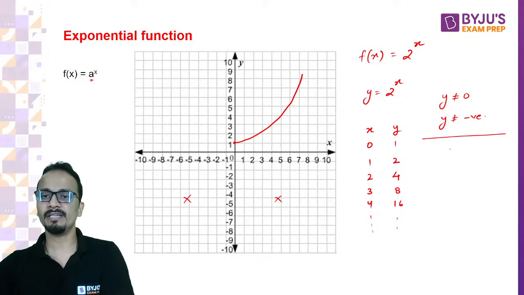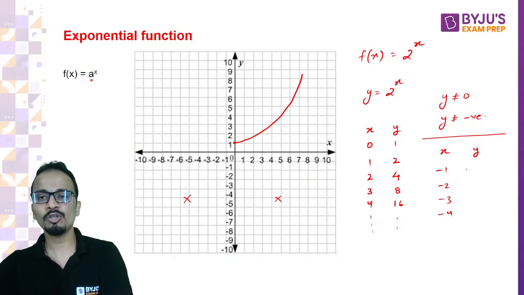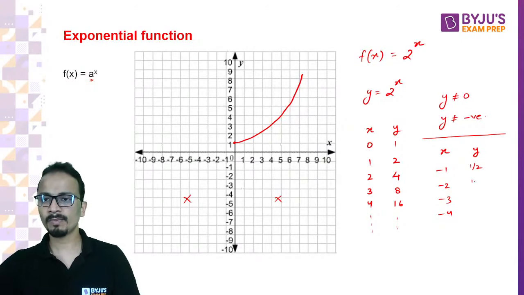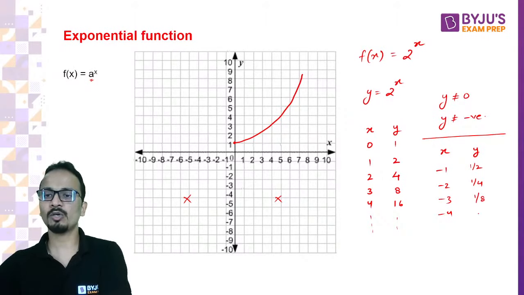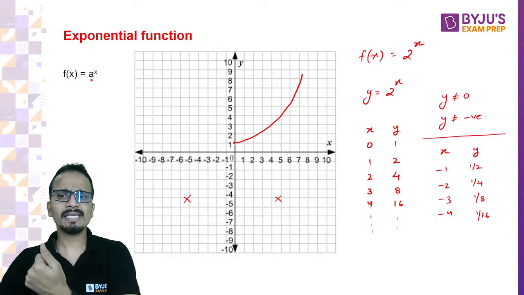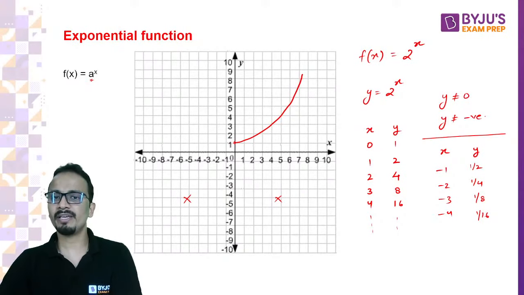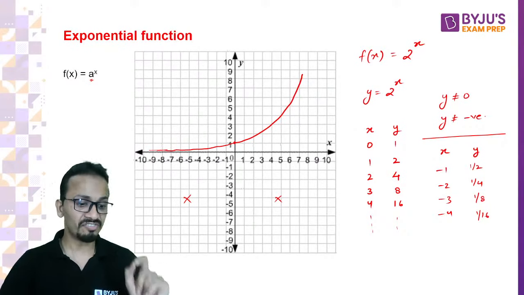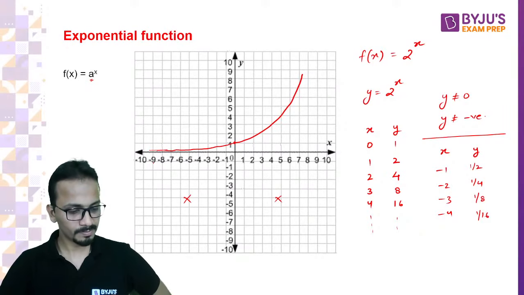Now on the left hand side, if I take different values of x, let's say x as minus 1, minus 2, minus 3, minus 4, the values of y will be 2 raised to the power minus 1, which is 1 upon 2, then 1 upon 4, 1 upon 8, 1 upon 16, and so on. So with x decreasing, the value of y will also decrease. All right, so it will go near to the x-axis, but as we know, it will not touch the x-axis because y cannot be equal to 0.